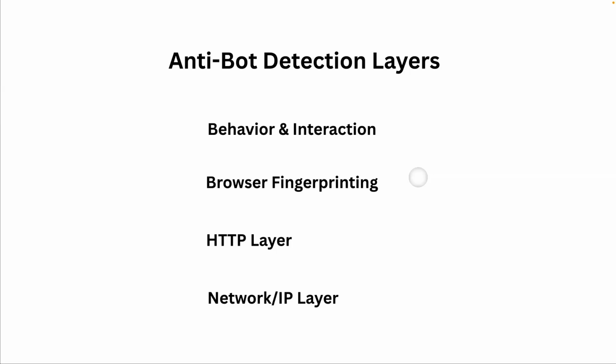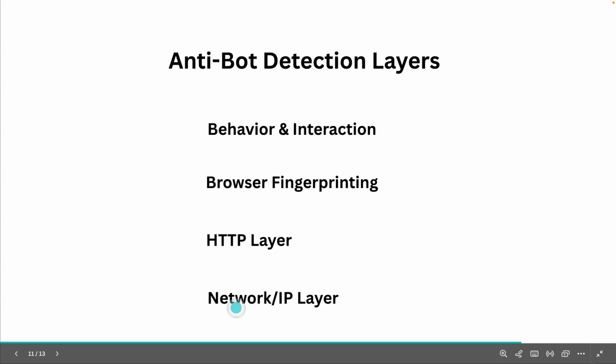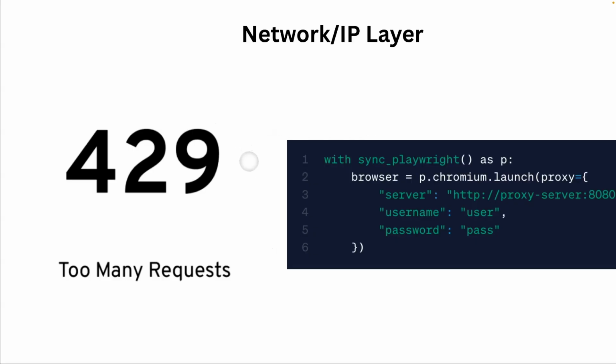Next, we will introduce how to use Playwright to bypass common anti-bot detection techniques, and we will walk through their principles step by step. We will go from the network IP layer all the way up to the user behavior interaction layer. At the IP layer, if you repeatedly request a website from the same IP, you might trigger HTTP status code 429, too many requests. To prevent this, we need to rotate different proxy IPs for our requests.